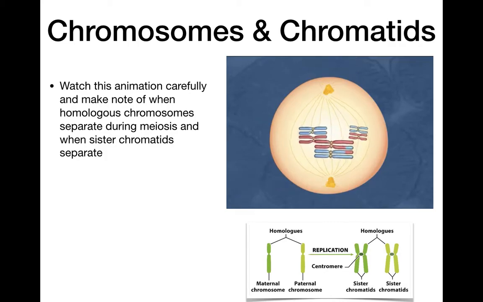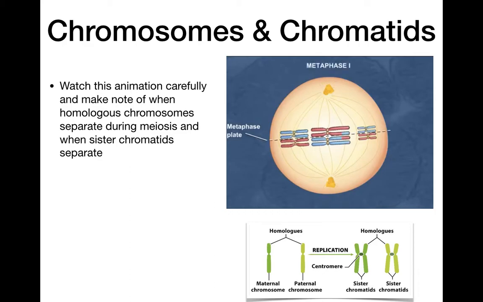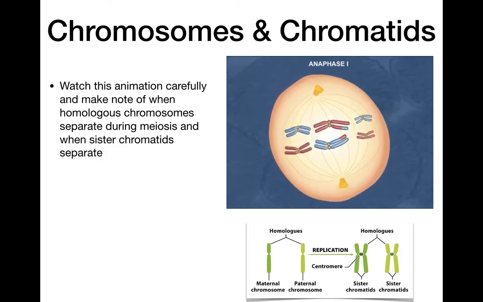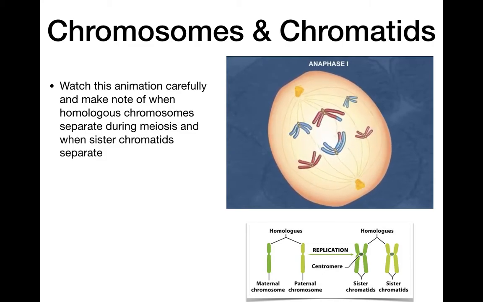The complete assembly of the spindle apparatus occurs during prometaphase 1. The chromosomes align at the metaphase plate during metaphase 1. It is important to notice that bivalents are aligned along the metaphase plate rather than individual pairs of sister chromatids, as in mitosis. Anaphase 1 involves the separation or disjunction of homologous chromosomes, with each pair of sister chromatids moving to the opposite pole of the cell as the kinetochore microtubules shorten.